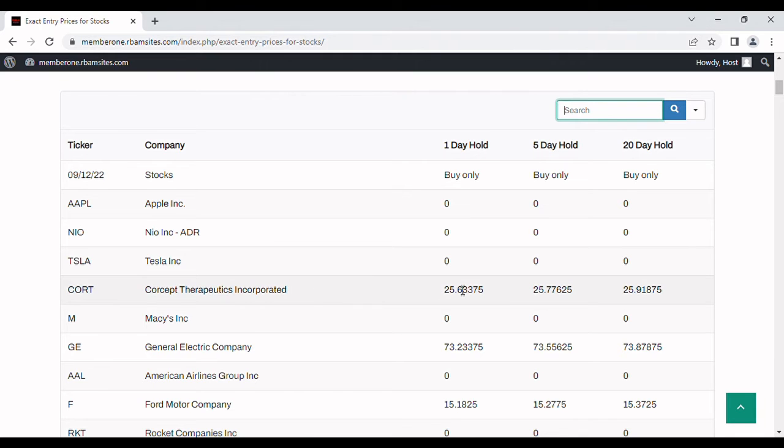But we put out specific entry prices. You can see today's the 12th, and we put them out for the 12th. They were out before 7 a.m. this morning. So you could go through here. If you were thinking about General Electric, you could take a look at these prices. This would be the one-day column.